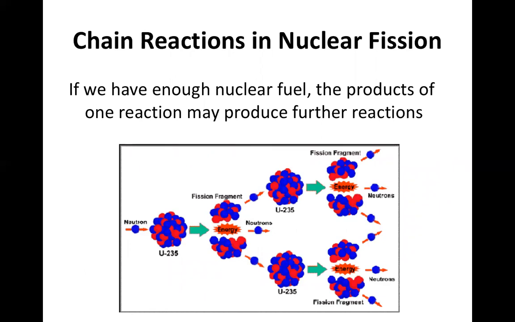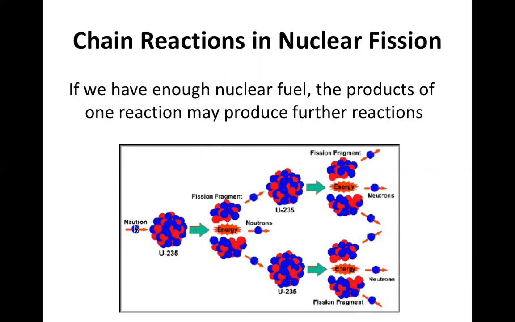So let's look at chain reactions in nuclear fission. If we have enough nuclear fuel, the products of one reaction may produce further reactions. So a neutron is added to the very heavy atom or isotope. So in this example, it's uranium-235, which is a common nuclear fuel. And recall from our previous video, the isotope of an element is indicated by that number after the element name. So U, the symbol for uranium, and then 235, meaning that there's 235 nucleons.